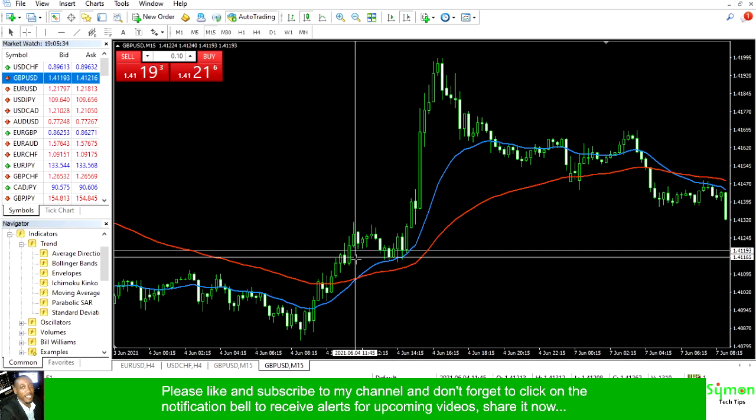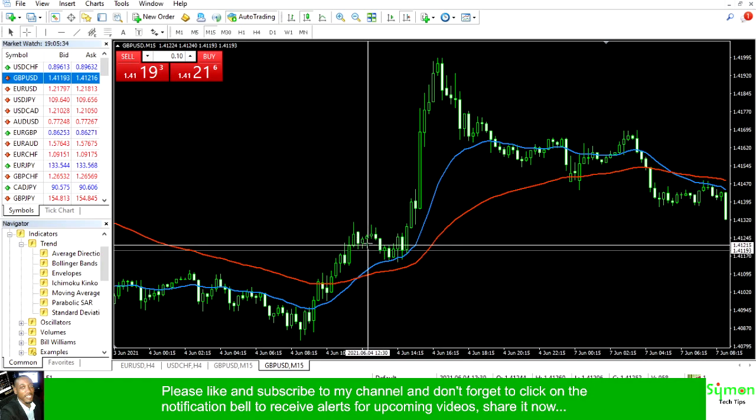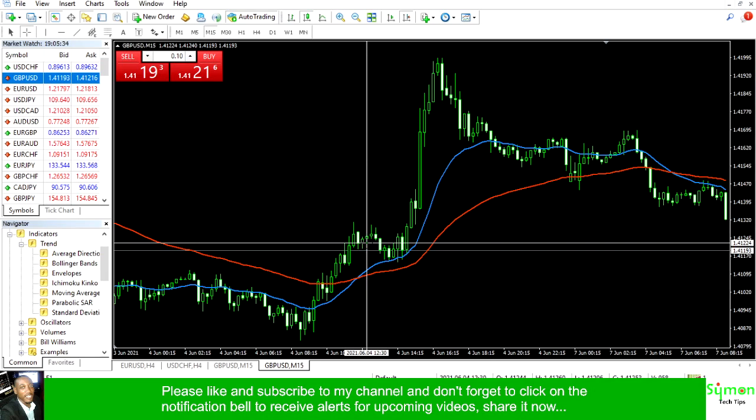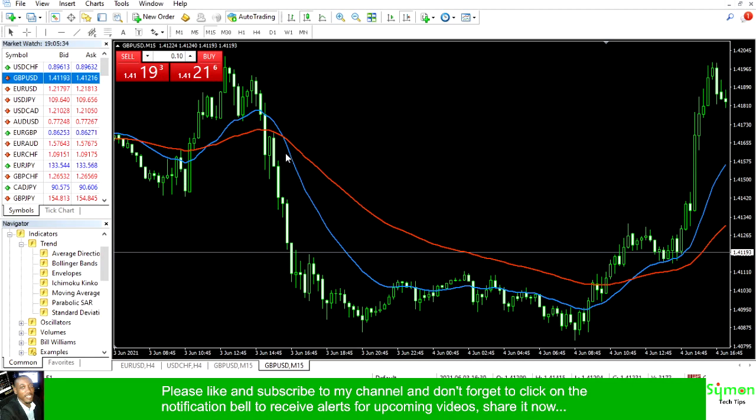We had another cross here. Okay, so our next candle is gonna give us the entry. Our stop loss is about 15 pips, take profit is 15 pips. So we had our take profit hit here. So this is our 8th trade, 1 loss, 7 win.